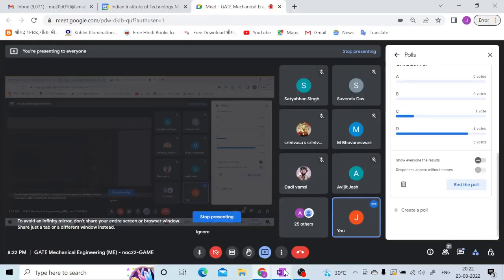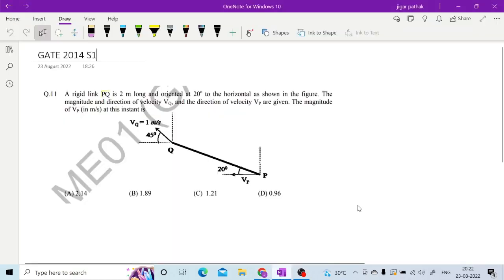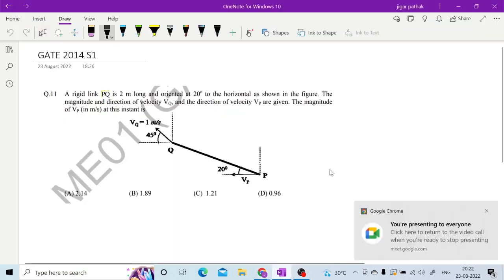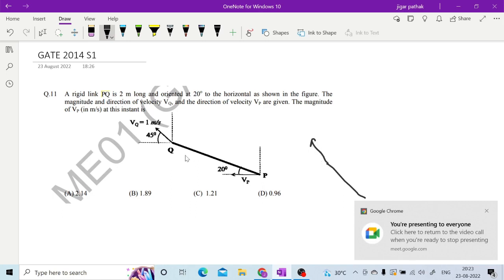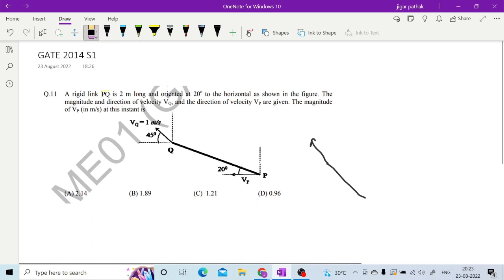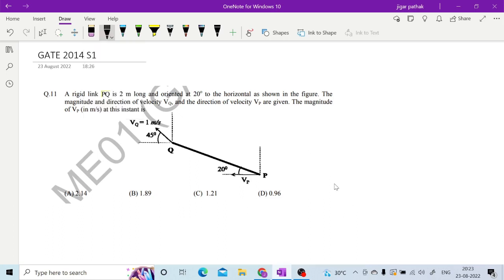So let me end the poll then. So now let us see, many of you have answered correctly. So have you calculated like this only? Here as it is given, one second, let me draw it correctly. So what is given is, here you are having 20 degree.